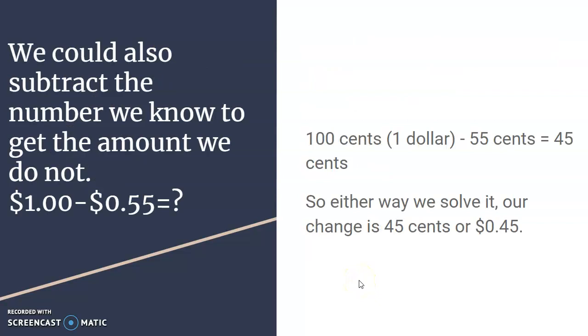The other way we can do it is we subtract the number. So we know that $1 equals 100 pennies and 55 cents equals 55 pennies, so we can just subtract. So we can take 100, or $1, minus 55, or 55 cents, to get our change number, and that's written over here, and of course that gives us 45 cents. So either way we solve it, whichever way is easier for you, our change is 45 cents.